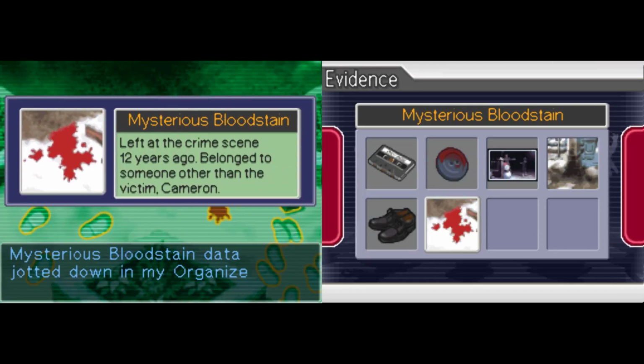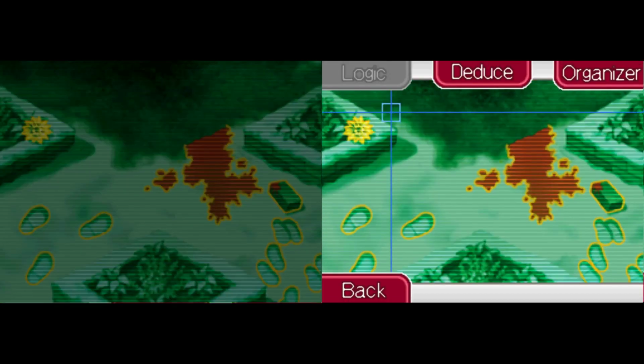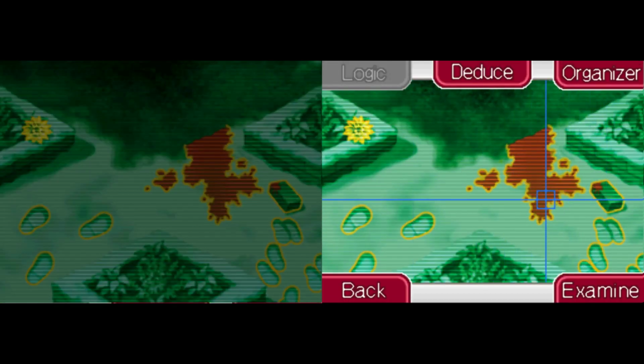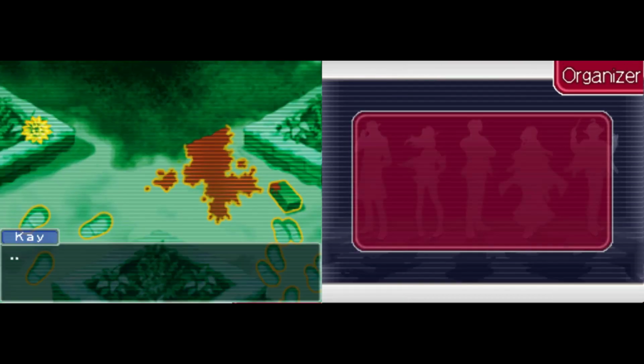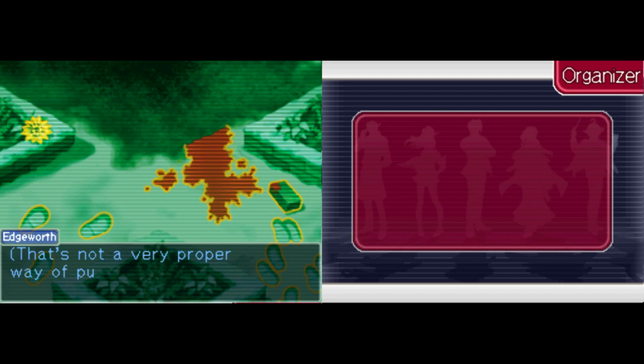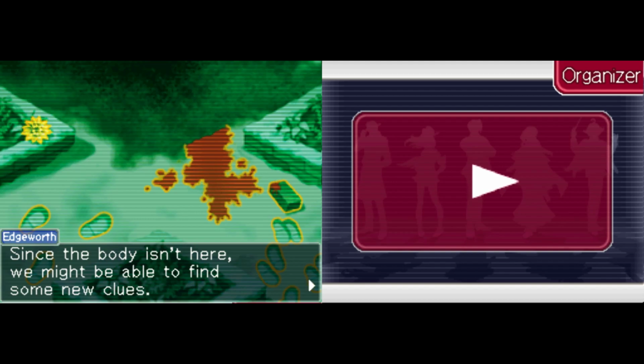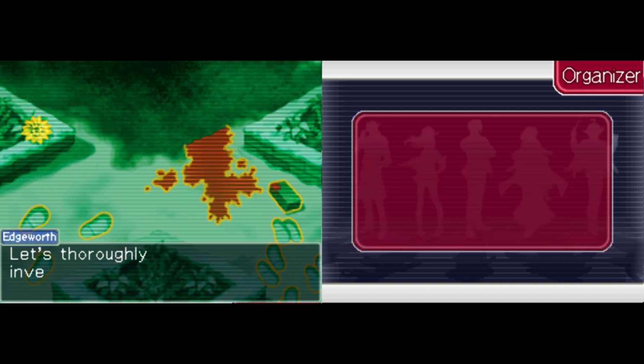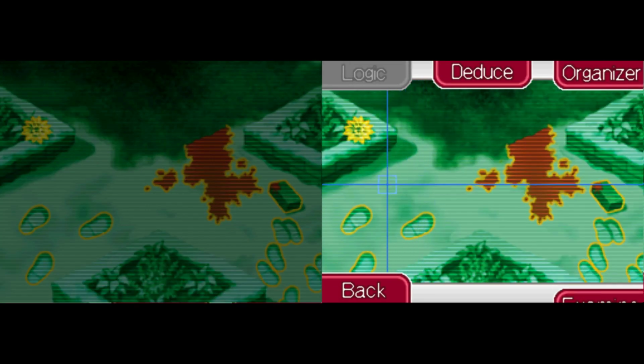Mysterious bloodstain data jotted down in my organizer. Okay. Oh no, we have to deduce. So then, I've placed the body near the snowman. Now that he's gone, it feels a little lonely around here. That's not a very proper way of putting it. Since the body isn't here, we might be able to find some new clues. Let's thoroughly investigate this area. Aye, aye, Mr. Edgeworth. Yeah, I know, that's what we're doing.